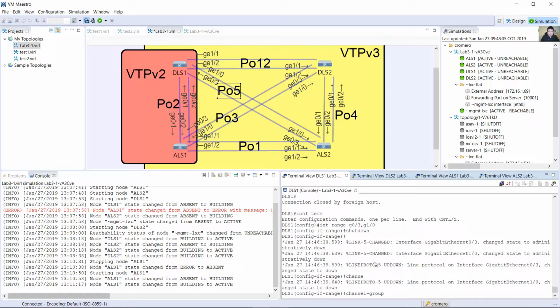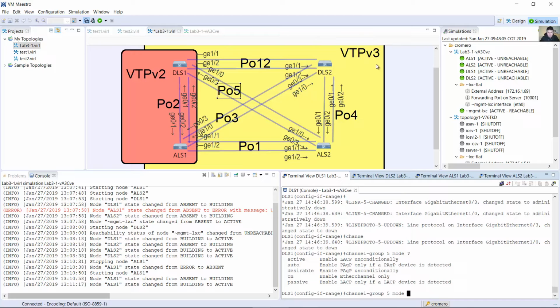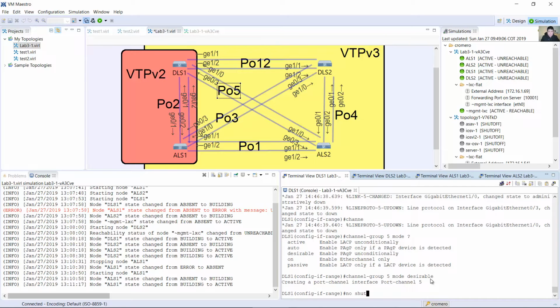Channel group 5 mode and question mark. For example, desirable enables Port Aggregation Protocol unconditionally, but if you choose auto, it enables Port Aggregation Protocol only if a Port Aggregation Protocol device is detected on the other side. Okay, and you can configure DLS1 with the desirable command and ALS2 with the auto command. Okay, desirable, no shutdown.